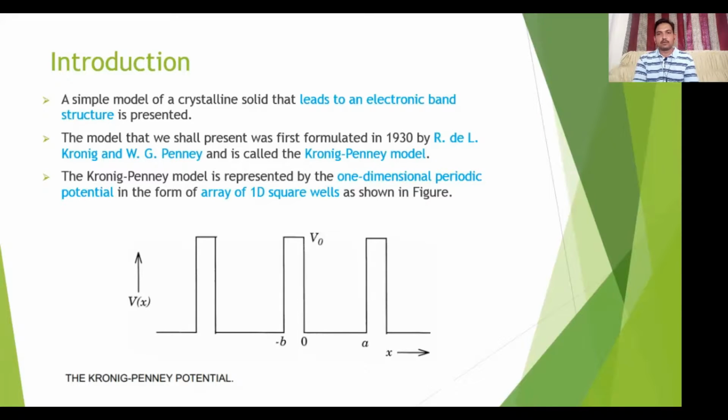Here you see the one-dimensional square wells. Along the y-axis you have potential, along the x-axis you have position. With respect to x, you can see that this is a potential barrier, this is a potential well, this is again a potential barrier, this is again a potential well. So basically, this is a one-dimensional array of square wells separated by very narrow potential barriers of height V0.